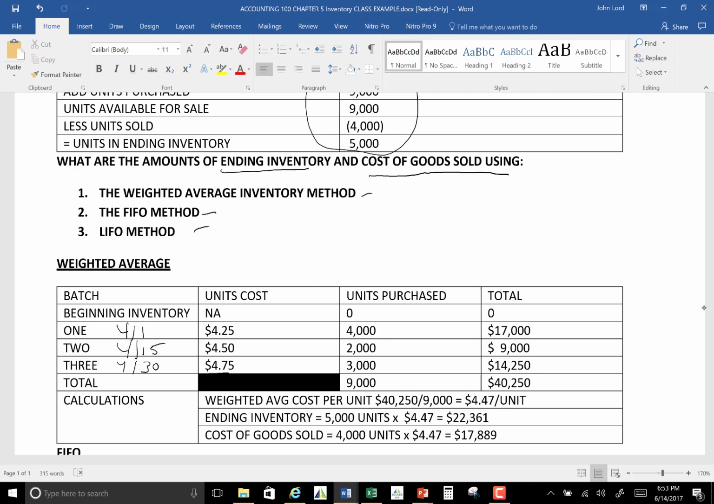Which method's the easiest? Weighted average, a piece of cake, isn't it? Okay. Now, I just costed my inventory, didn't I? I came in with the cost of it. What's the t-shirt that I keep saying I should get you?